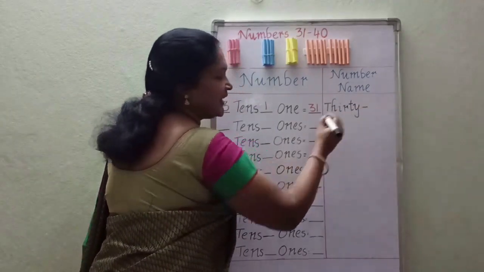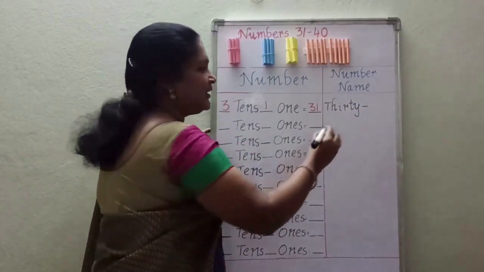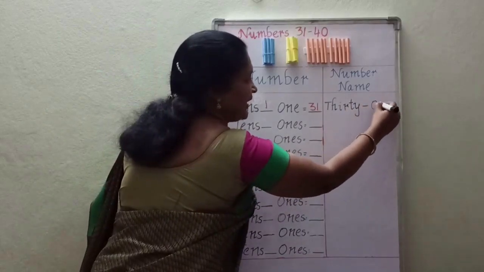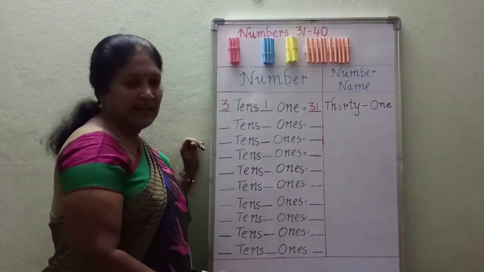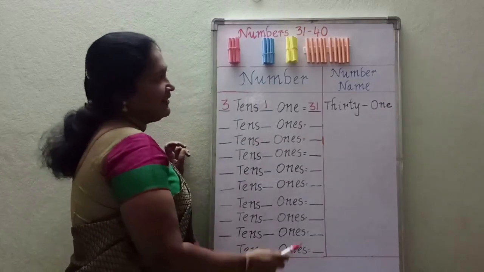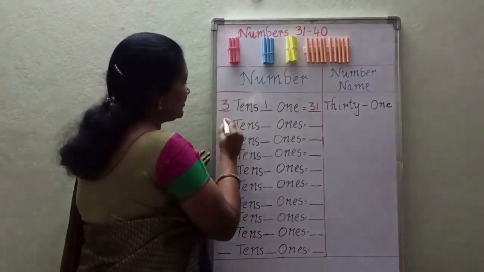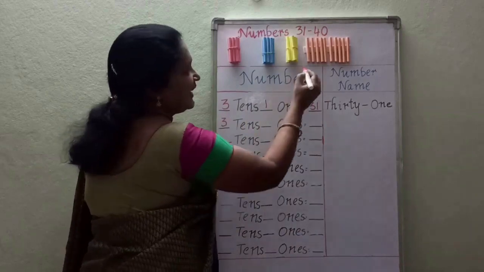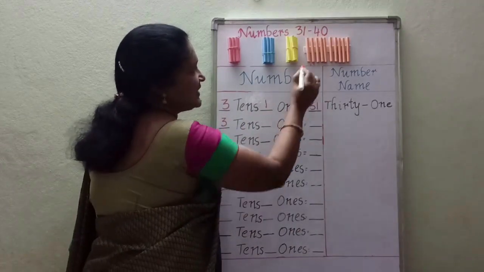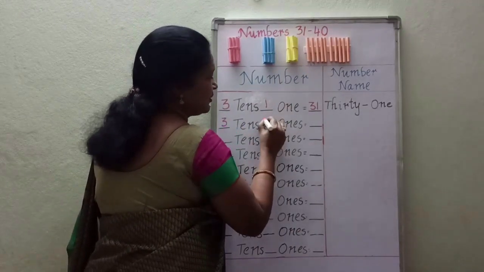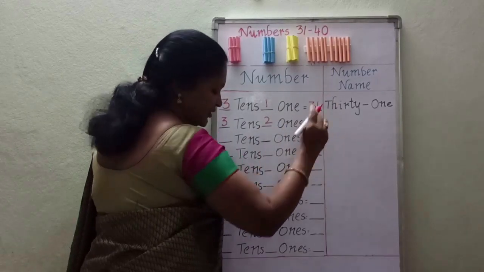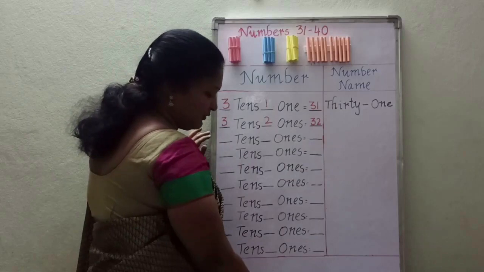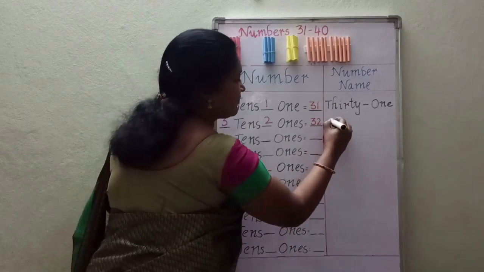T-H-I-R-T-Y, 30. Put a hyphen. O-N-E, 1. 31. And now see, children, again 3 tens and take the second one. See, 2 ones. So 32. What is the spelling of 32, children?